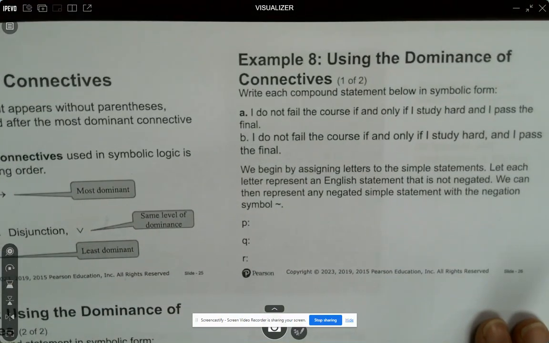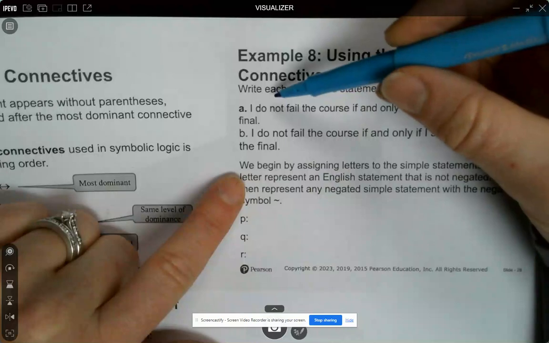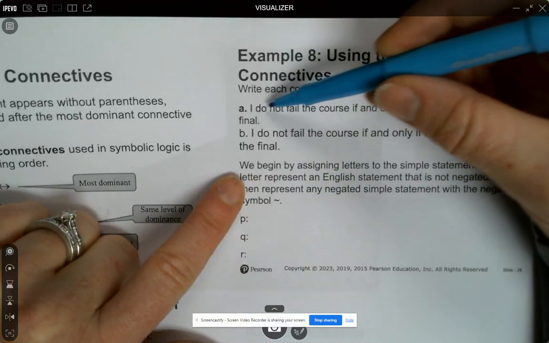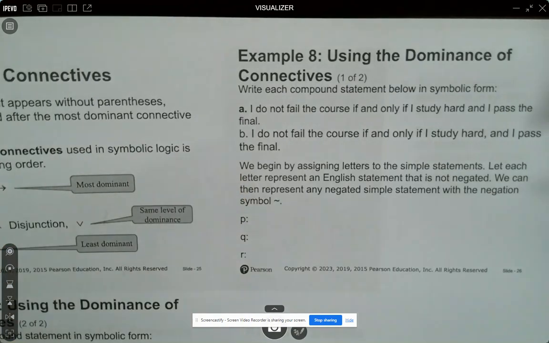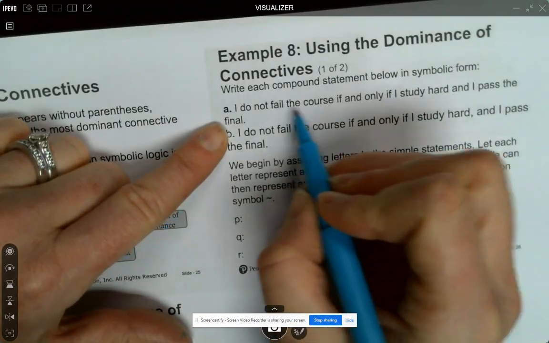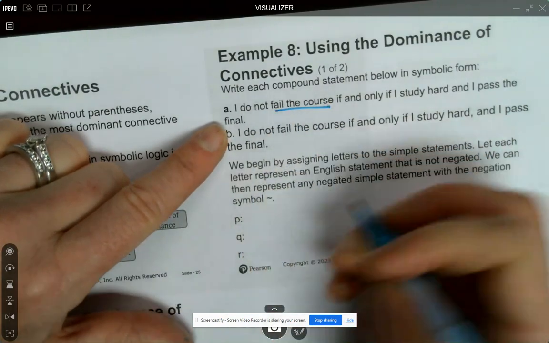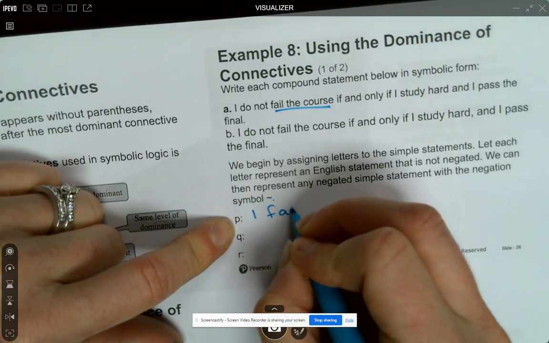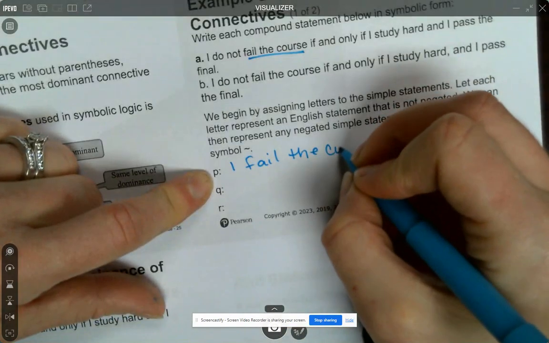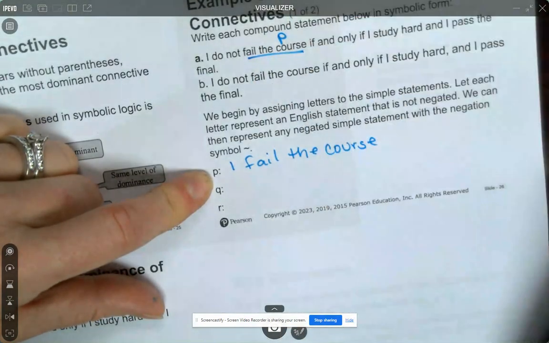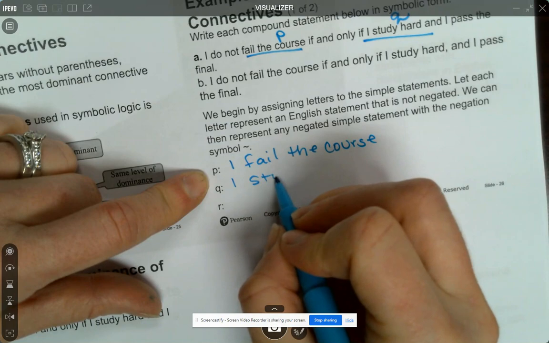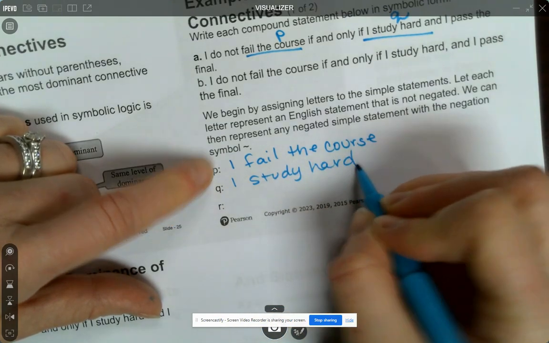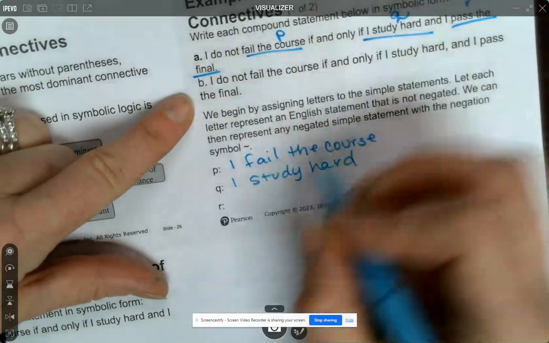Let's look at another example. We have: I do not fail the course if and only if I study hard and I pass the final. So let's break this apart. We have I fail the course. So let's call that P. If and only if I study hard. So let's do Q as I study hard. And then we'll do R as pass the final.